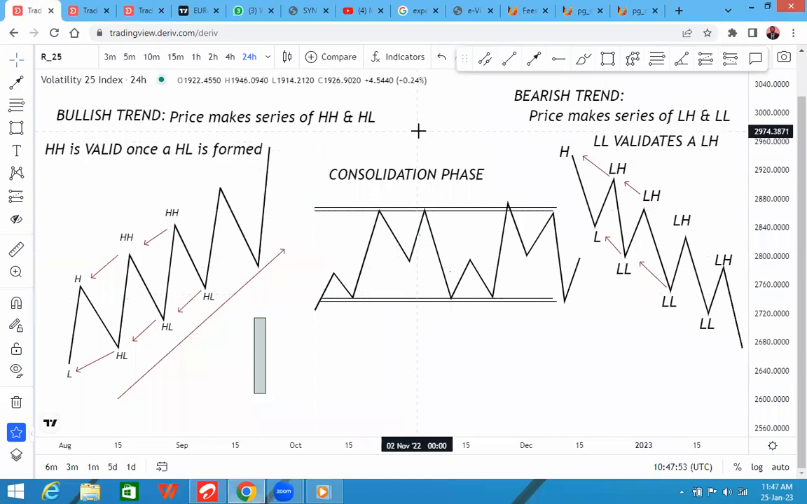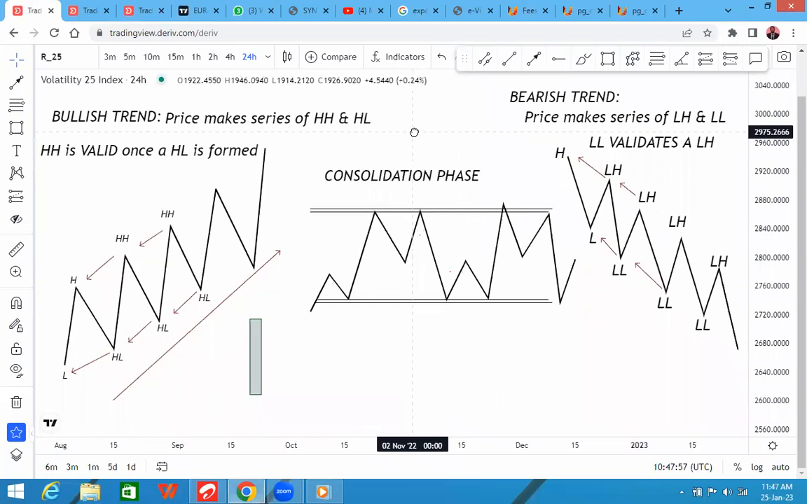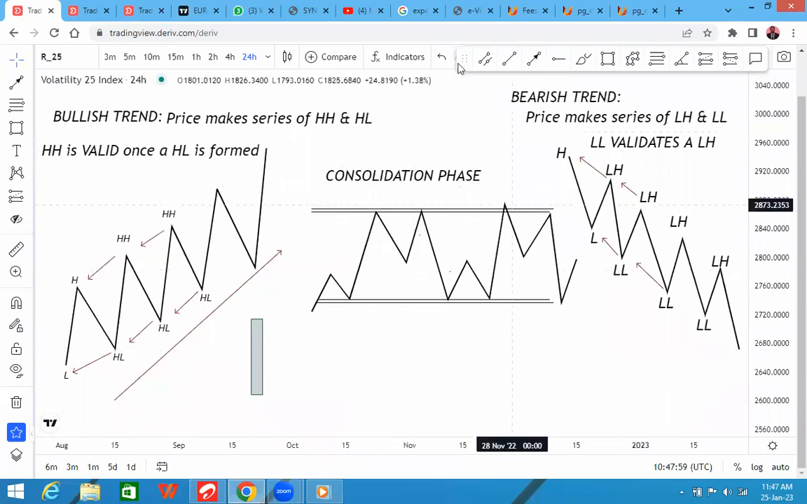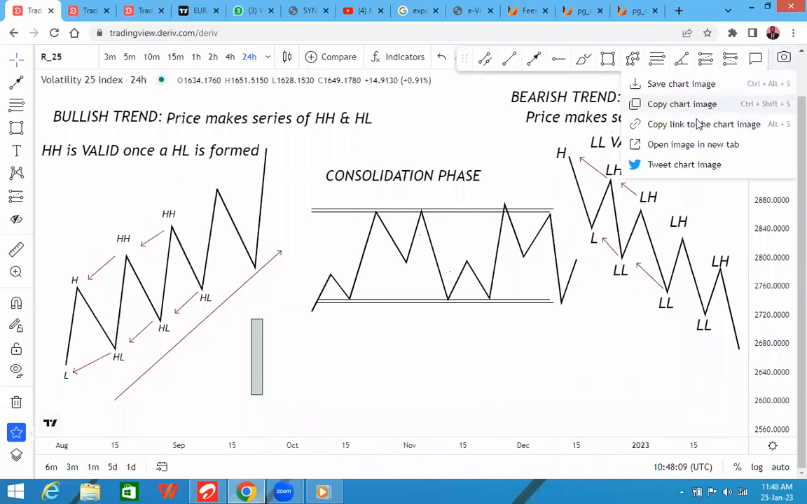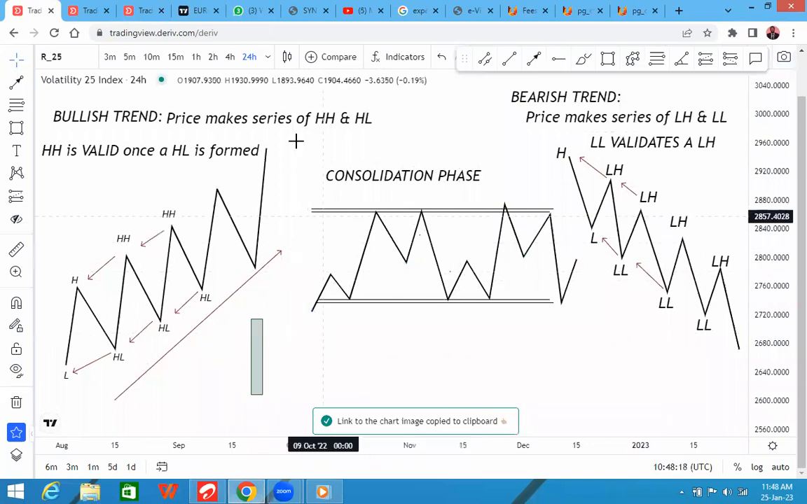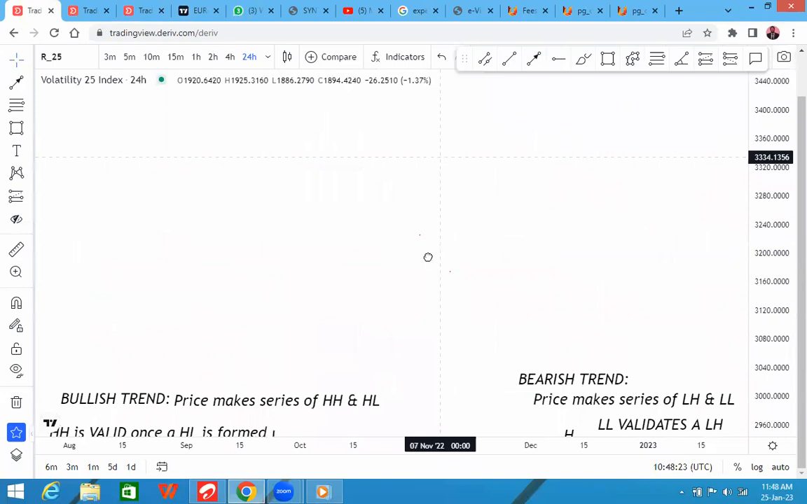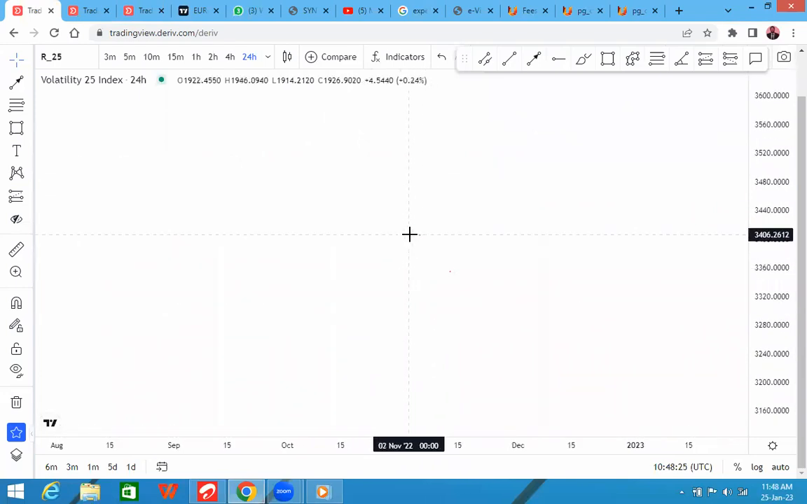So let me give you this. Let me push this down. Please, if you have not screenshot this, why not? Just go ahead, screenshot it right now. As I said, a single candle does not determine what happens in the market. So let me copy this. You want to screenshot this, just go ahead. Let me push this down. You're going to have access to the material, so don't worry.